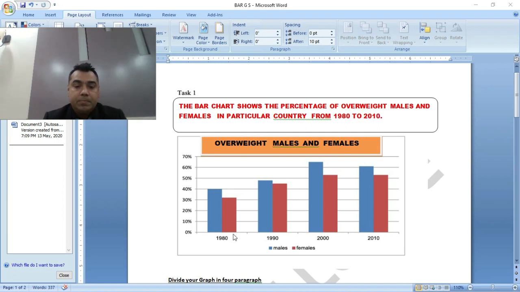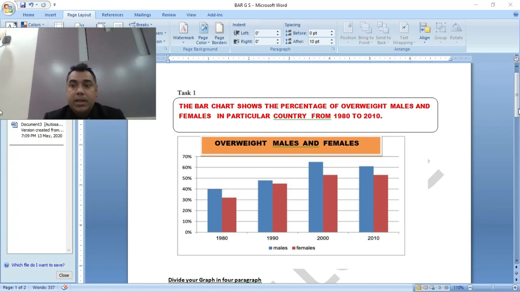As you can see, we are having the data of 1980, 1990, 2000 and 2010. Okay, here the blue bar confirms the male and the other one is females. Okay, so the bar chart shows the percentage of overweight males and females in a particular country from 1980 to 2010. Okay, so divide your graph in 4 paragraphs.